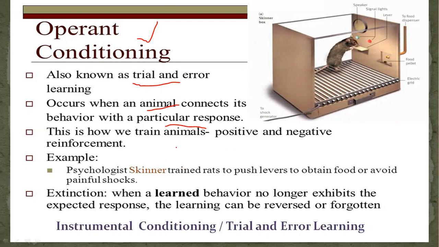So we train animals by operant conditioning, like instrumental conditioning. We give some instruments as well as trial and error. The animals are just having some trials and some errors sometimes. And the learning can be reversed or forgotten after just moving out of this condition.